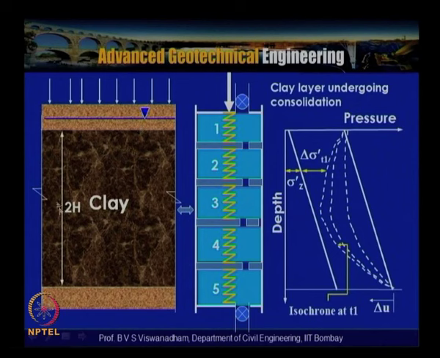This is indicated by a spring analogy with multiple springs connected in series, where springs 1, 2, 3, 4, 5 are placed like this, and each compartment is connected. Suppose both the upper and bottom layers are sand layers, then both the valves are open simultaneously. Or if there is a rock, an impervious layer at the base, then this valve will be kept closed, and the water will have to escape through the upper valve only.